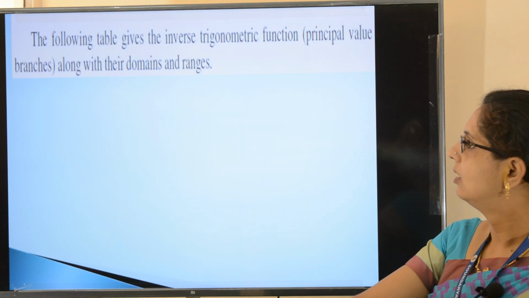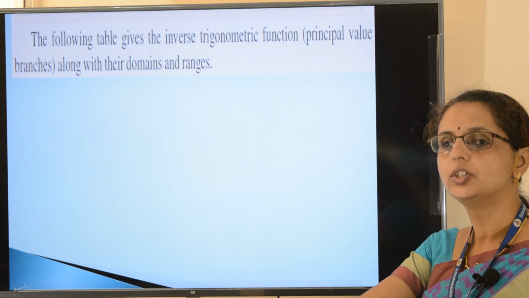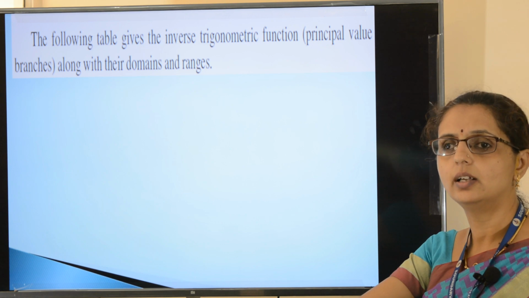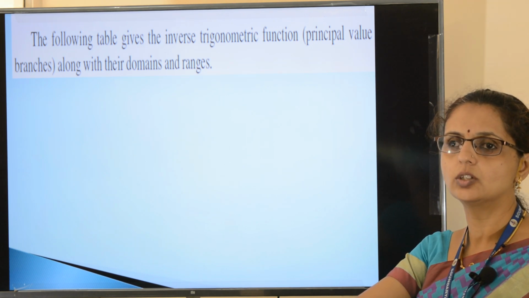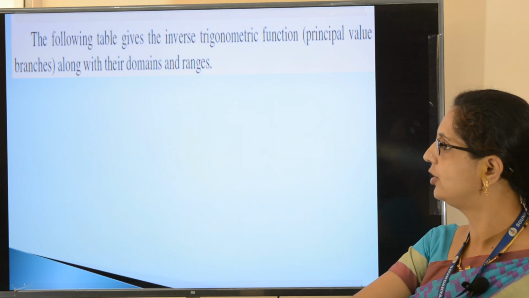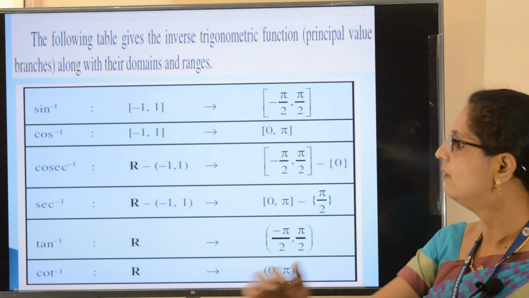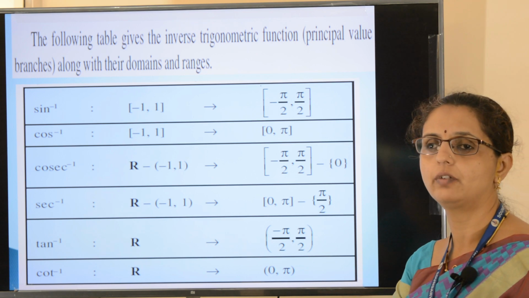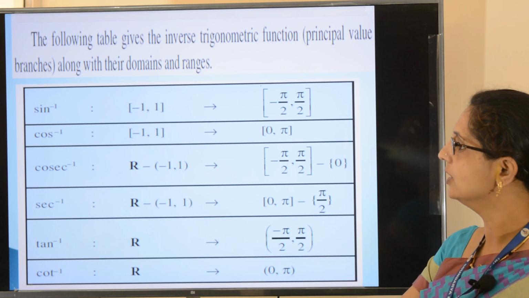Now the next three will be what? Secant inverse x, cosecant inverse x and cot inverse x. The other next three are nothing but the reciprocals of the first three. So with that I have prepared a table which gives us the complete picture of all the inverse trigonometric functions that we have studied till now.